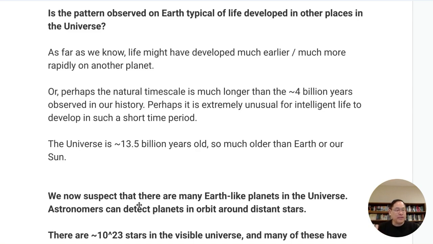It's possible it's extremely unusual, because of some bottleneck in that history that I just showed you, for us to find life like ourselves, which is highly complex and intelligent. Perhaps it's unlikely for us to find that on other planets.